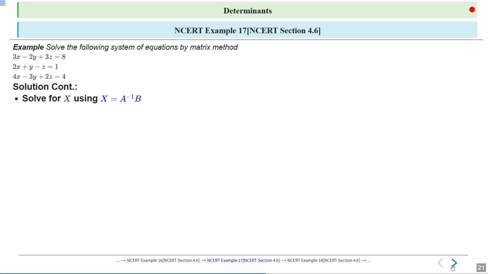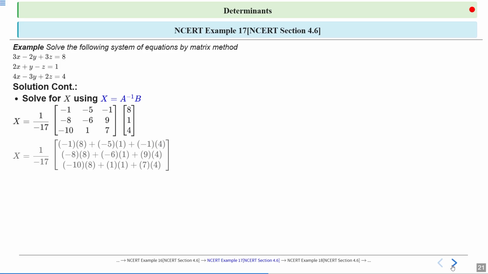So we can use this formula to get the variables, that is X is equal to A inverse B. So X is equal to 1 by minus 17 and the matrix minus 1, minus 5, minus 1, minus 8, minus 6, 9, minus 10, 1 and 7. It is the value of A inverse. And for B, 8, 1 and 4. Okay, so we have to multiply these two matrices.